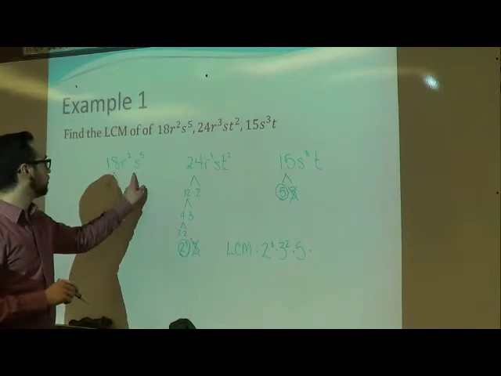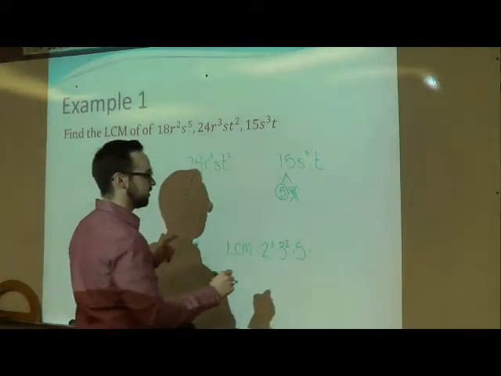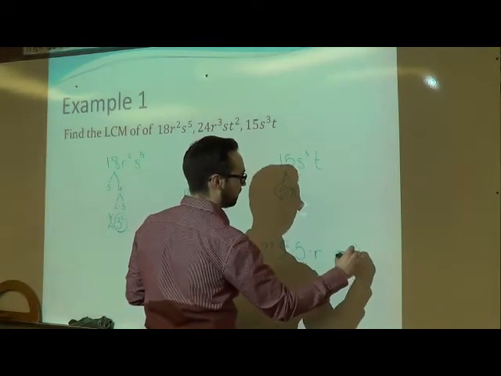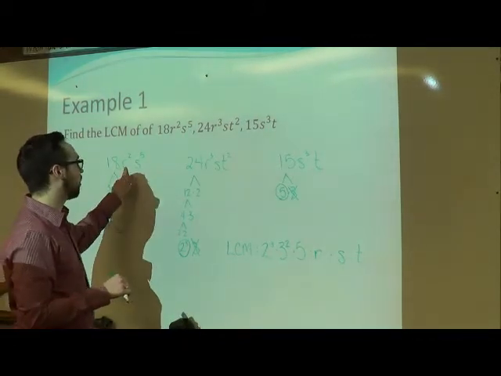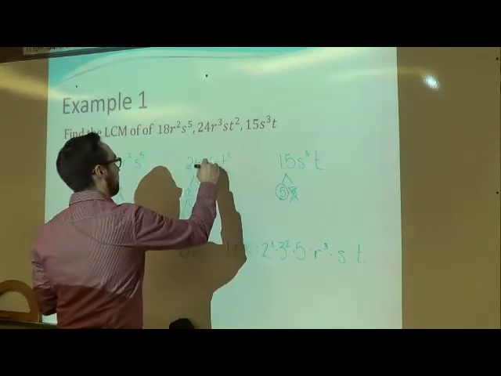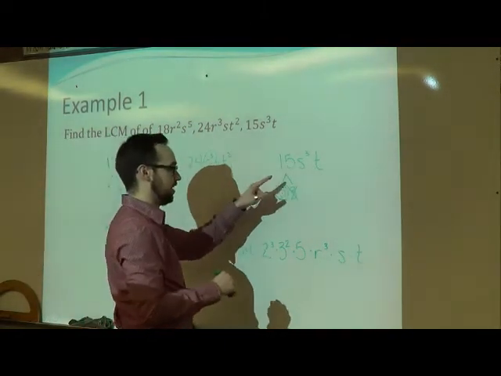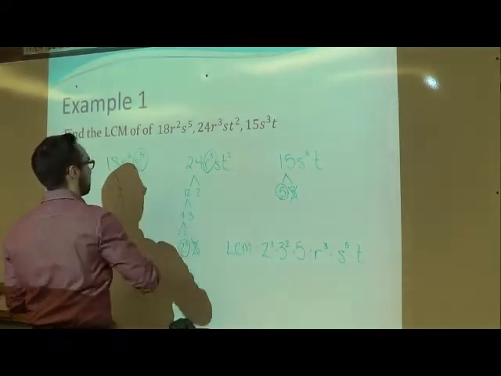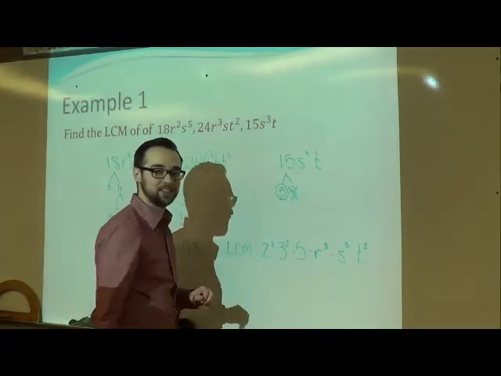Then we also have to include the variables. We have to have every variable present. So we have an r, an s, and a t. But again, you want to use the highest exponent. We have r squared and r cubed, so we're going to use r cubed. Then we have s to the fifth, s, and s to the third, so we're going to use s to the fifth. And then we have t squared and t, so we're going to use t squared.